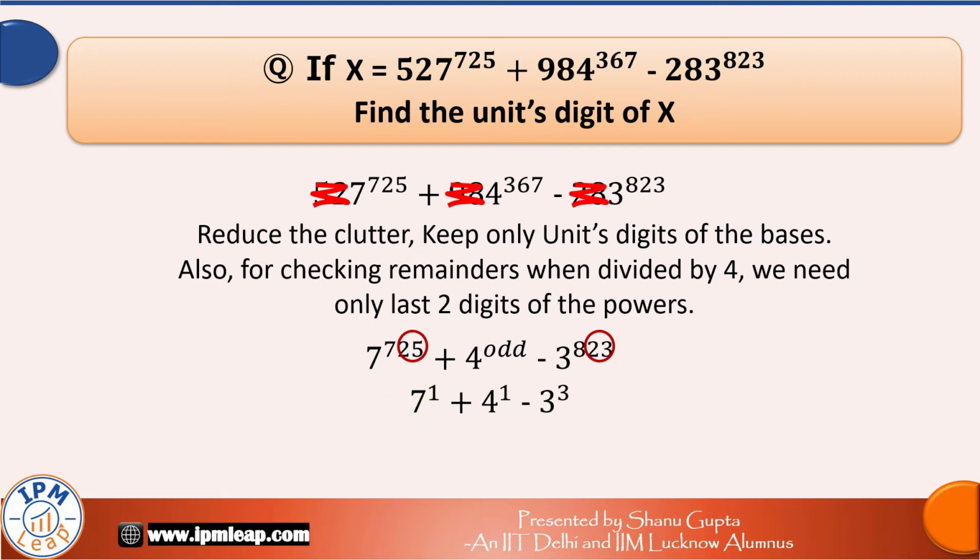And 823 divided by 4 gives us 3 as remainder. The unit digit of this term will be the same as that of 3 raised to 3. So the unit digit of the expression will be 7 plus 4 minus 7. The result is 4.